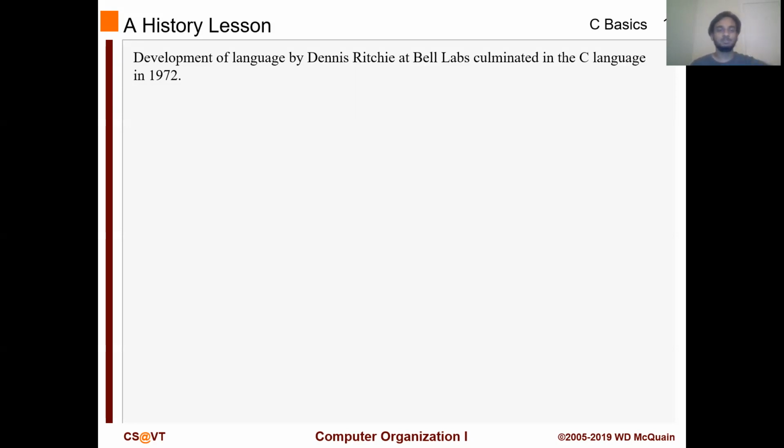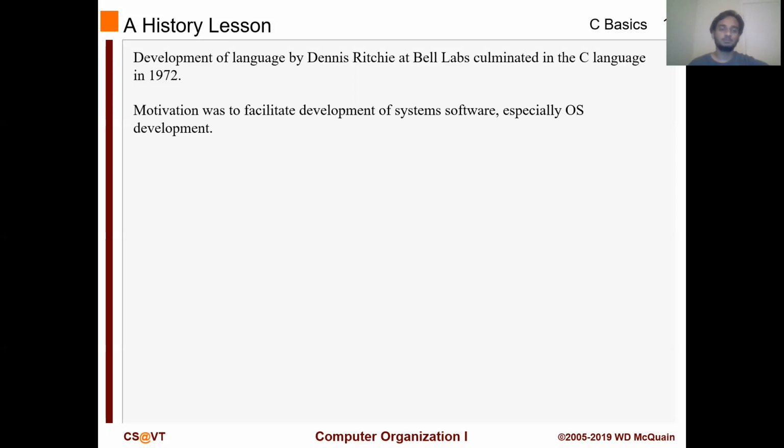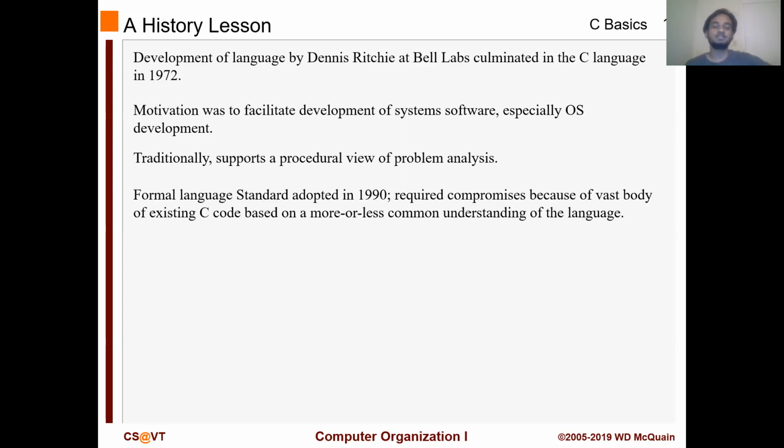So a basic history lesson. C was made by Dennis Ritchie at Bell Labs in 1972. His motivation was to make a programming language that can be used to create operating systems. And traditionally, it supports a procedural view of problem analysis.